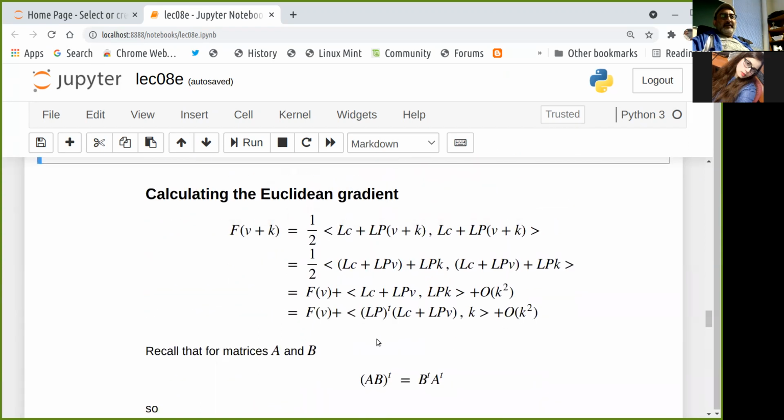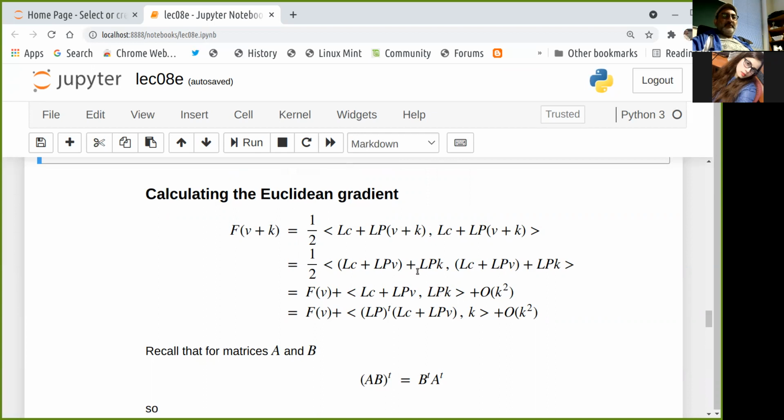And so what I'm going to get is that this is f of v plus the inner product of Lc plus LPv with LPk, plus terms of order k squared. Now I want to have k by itself, right? So that I can use that Taylor series to work out what the gradient is. So I'm going to move this LP over here.